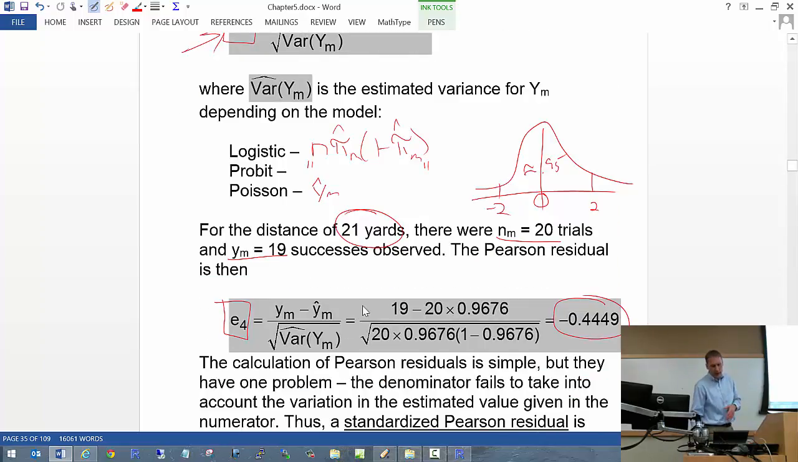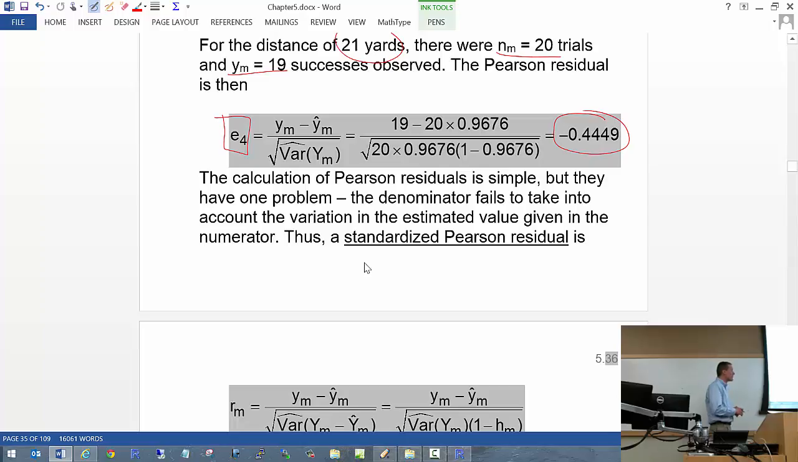So we looked at, for example, with the Placekicking data set at 21 yards, there were 20 trials. Remember, we put the data into what was called explanatory variable pattern form. And there was 19 successes observed. The estimated probability of success at that distance was 0.9676. So if we go through all the math, the Pearson residual is negative 0.4449. The farther this Pearson residual gets from 0, the more evidence there is that the observation is not fit well by the model. So we want residuals kind of close to 0.